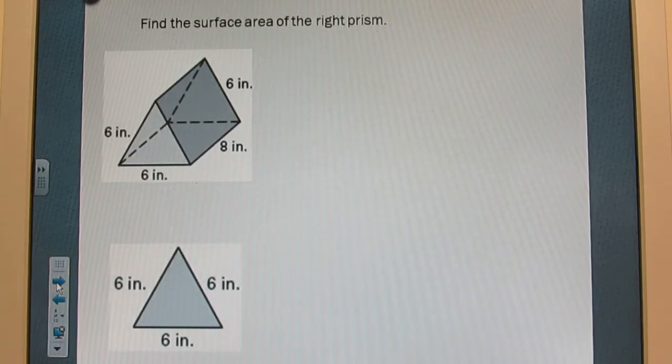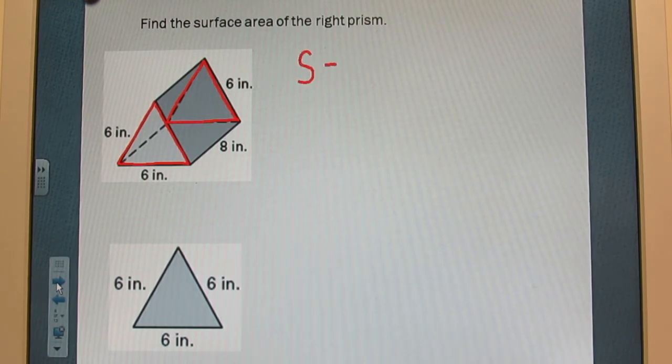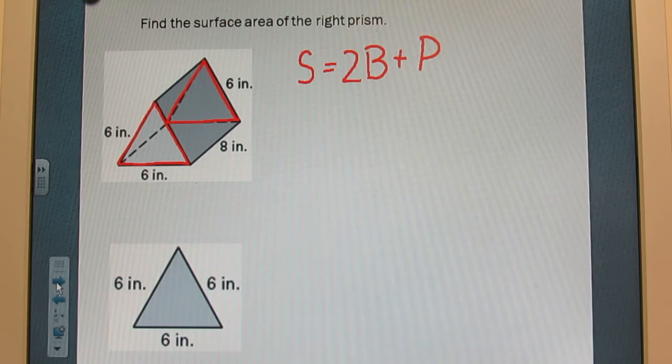So I want to find the surface area of the right prism shown here. Well, I know that it's a triangular prism because these triangles are my bases that lie in parallel planes. So I know from my equation that my surface area equals 2 times the area of a base plus P, the perimeter of a base, times H.